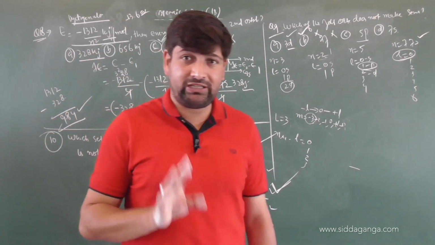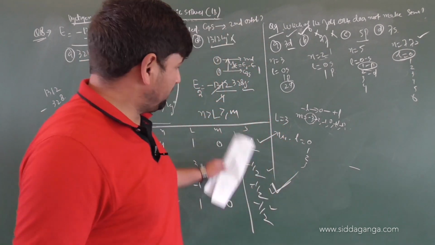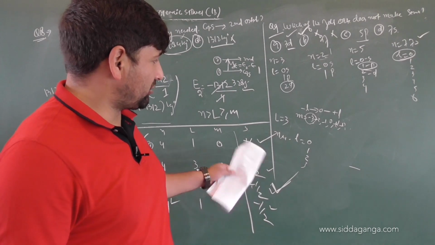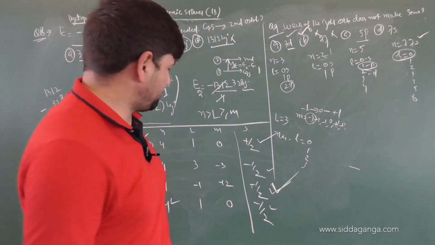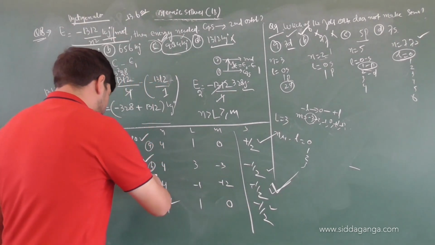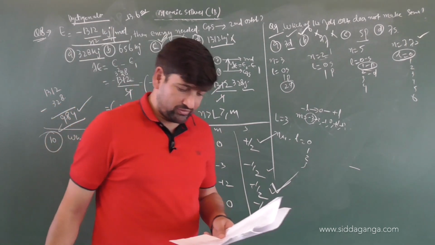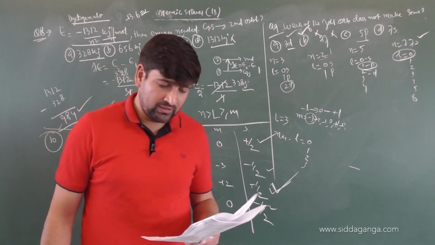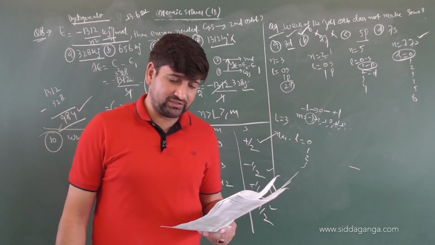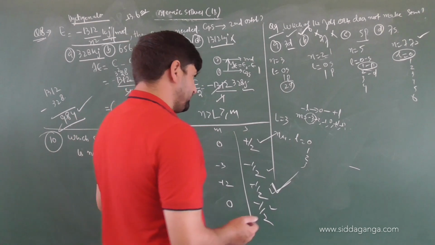Keep it in mind, I'm not directly going with the answer. I'm solving all 4 options with you, why the other 3 are wrong and why this one is correct. So the correct option will be for this one, which one? Option C. It is not possible. Very good. Question next.